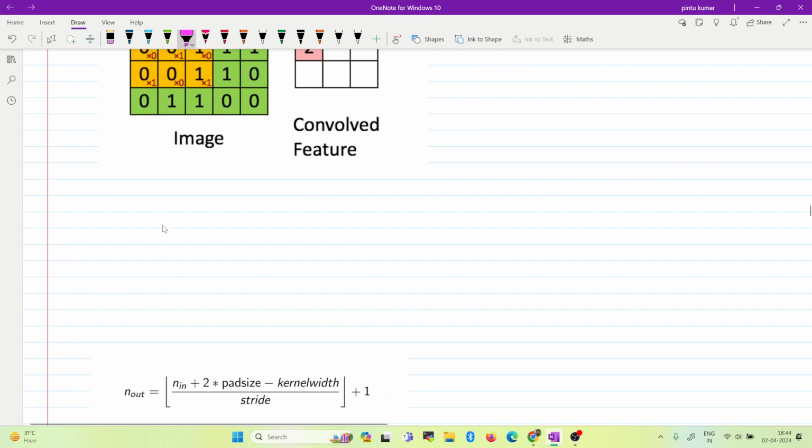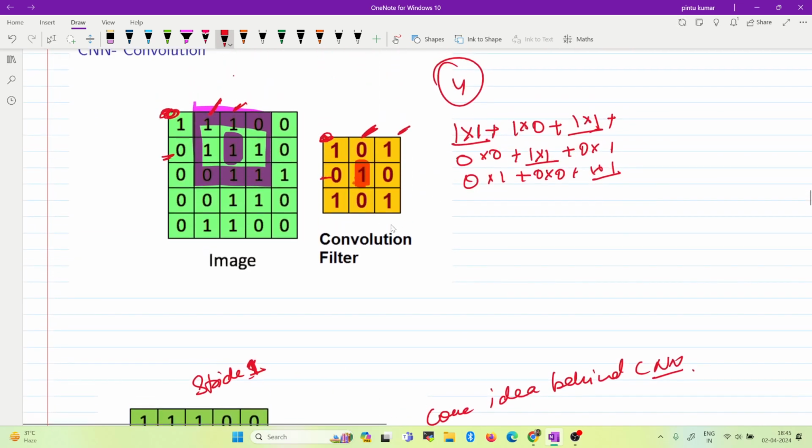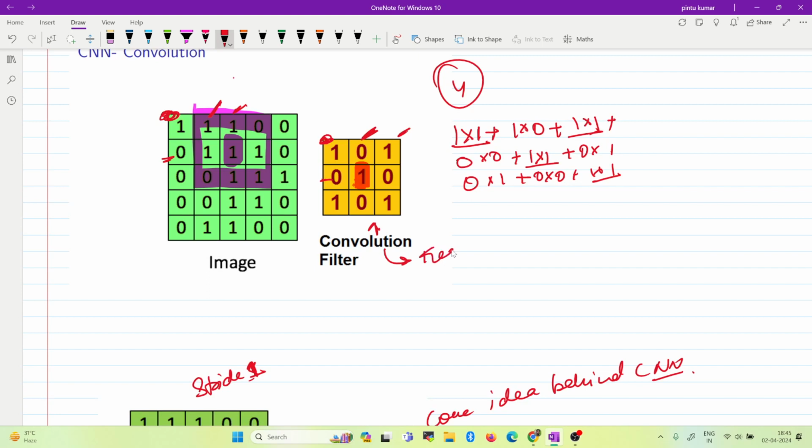Right now, let's assume your image is a square image, of size m cross m, or let's write it in the notation that they have used. This is n_in cross n_in image. Your pad size is the padding that you have done. n_out represents the size of the convolved feature that you will obtain. Kernel width is the width of your window. This was your convolution filter, also known as the kernel. Its width is 3.